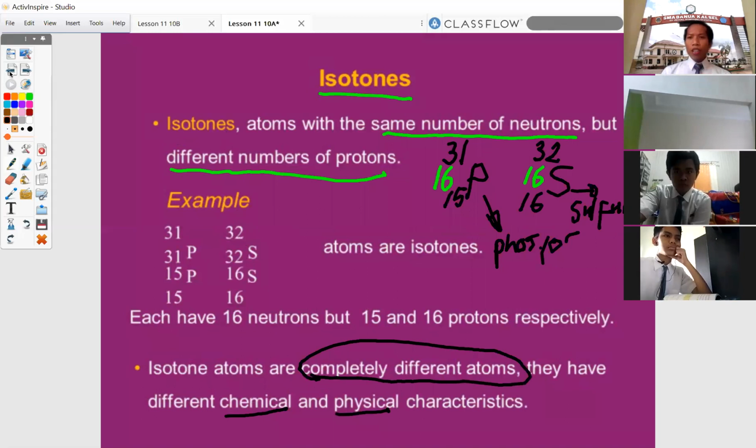Next lesson, we're going to continue with the structure of atoms. We're going to learn about atomic theory in the next lesson, inshallah.